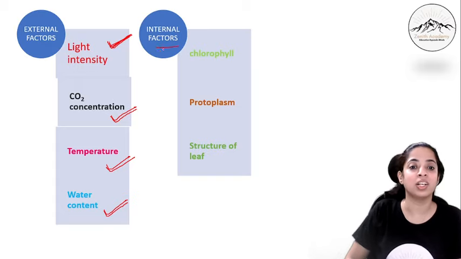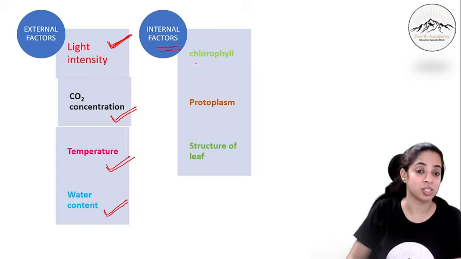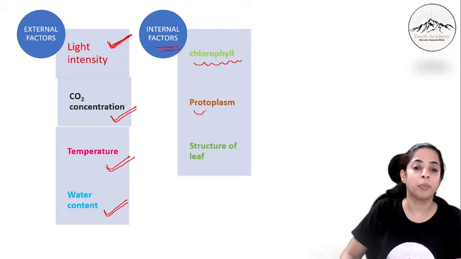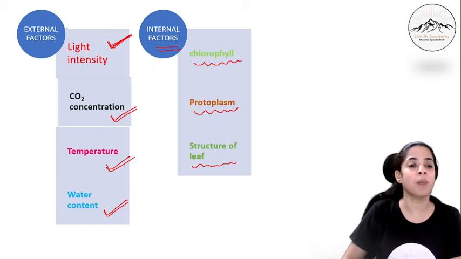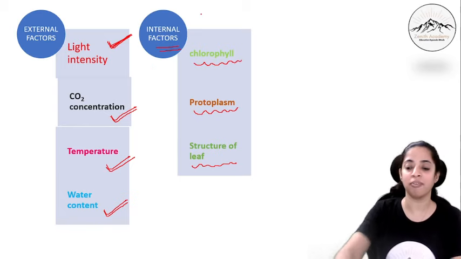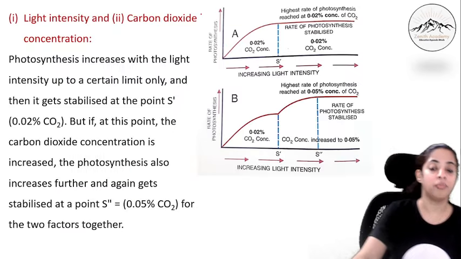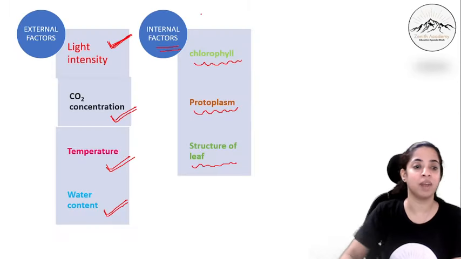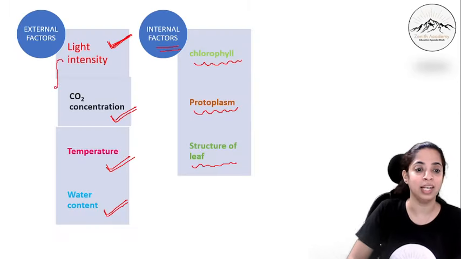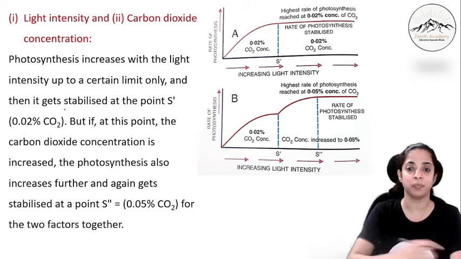Then what are the internal factors which depend on the plants? Chlorophyll, protoplasm and the structure of leaf. So let's talk about these external and internal factors in detail. First we are talking about external factors. So we will be talking about light and CO2 concentration.